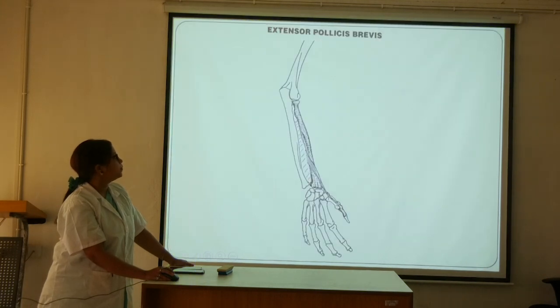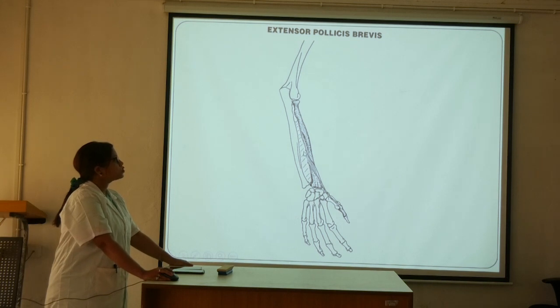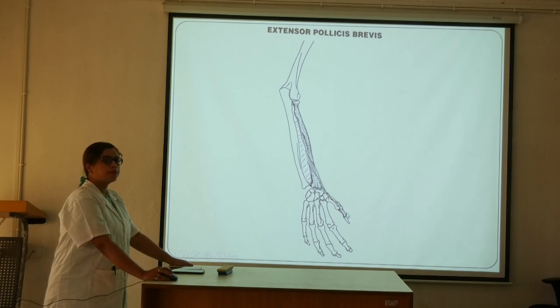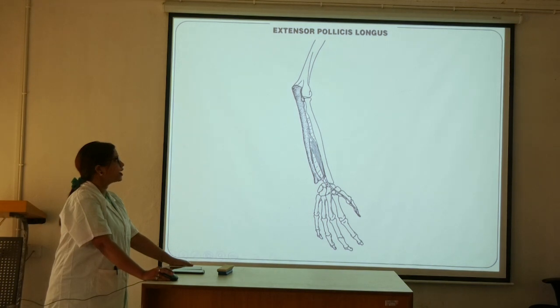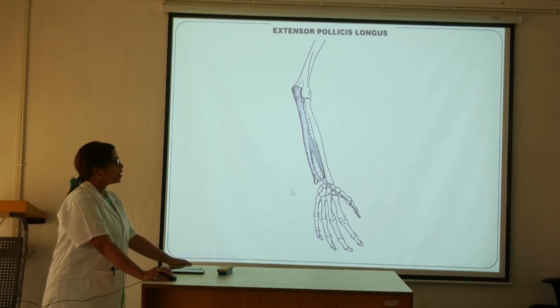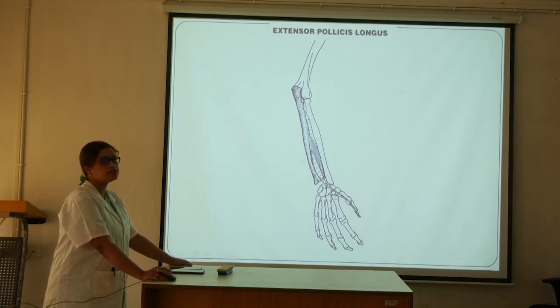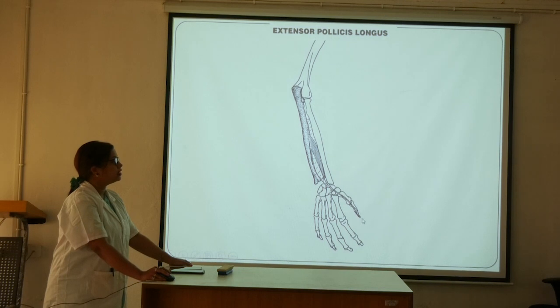Okay, so we will see. So this is the tendon. It also takes origin from the interosseous membrane. Okay, and where is it inserted? Same. So this is the extensor pollicis longus. The origin is the middle third of the dorsal surface of ulna and the interosseous membrane, and it extends the thumb. Okay, so we'll skip the slide. We'll see the diagram. This is the ulna lateral surface, where it is going. So here is the twist. Where is it inserted? See, extensor pollicis longus is not inserted in the proximal phalanx. Okay, it is going to the distal phalanx. So that's why it is known as longus.